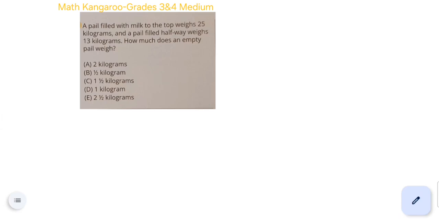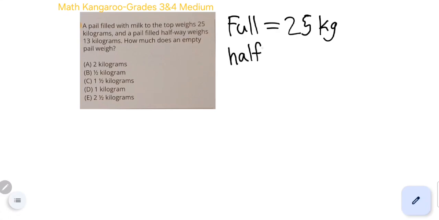So, to solve this problem, first let's take some notes. A full pail weighs 25 kilograms or kgs. A half full pail weighs 13 kilograms or kgs.